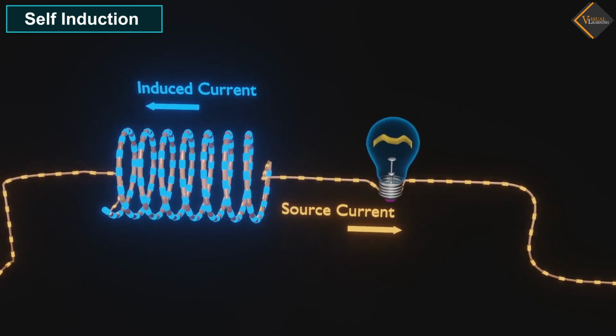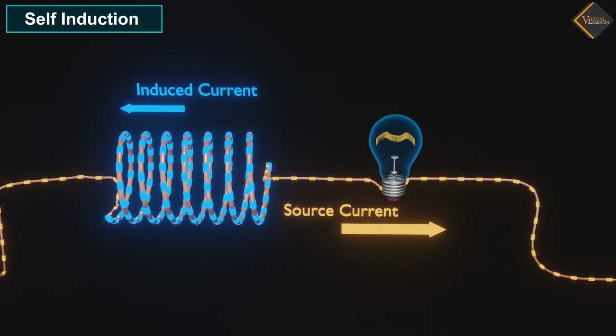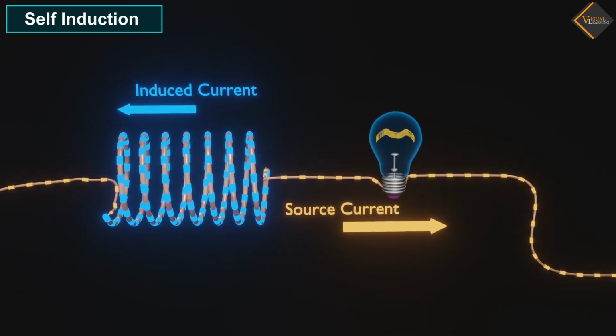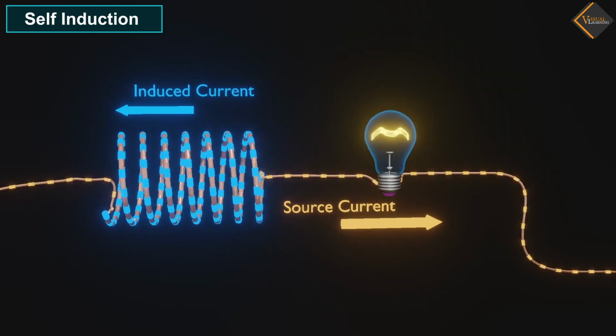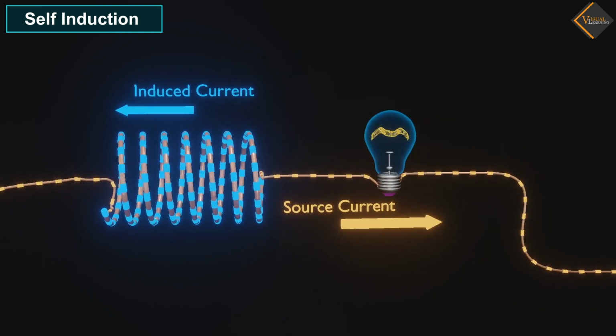When the source current increases in the coil, the induced current in the coil also increases. This induced current opposes the source current. As a result, there is a slight delay in the bulb reaching its maximum current value, causing it to gradually glow instead of suddenly turning on.